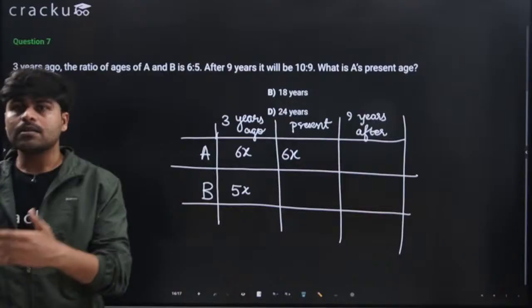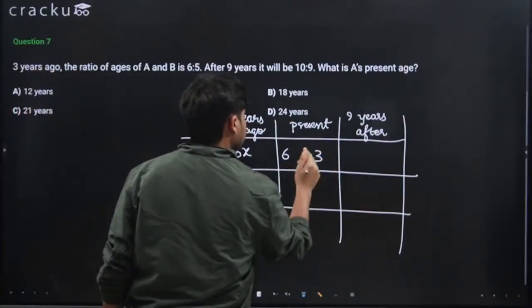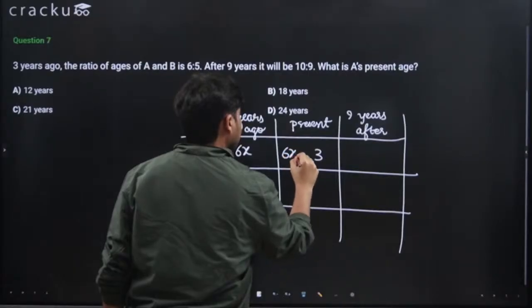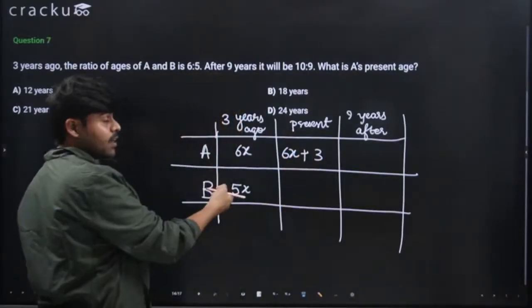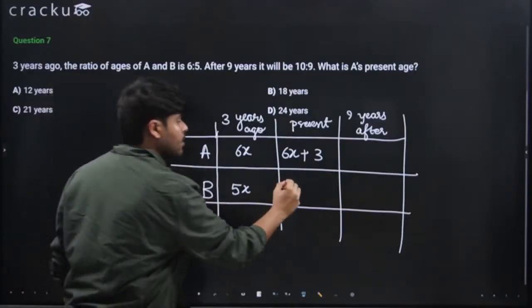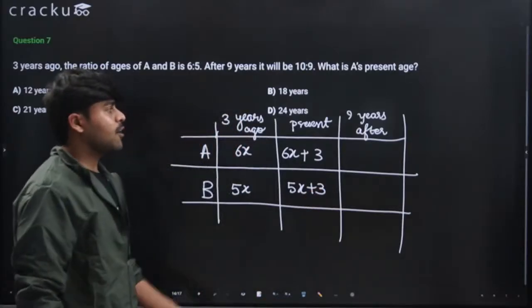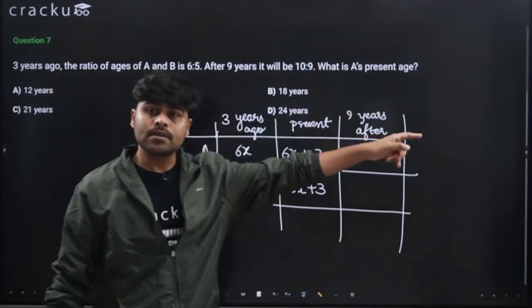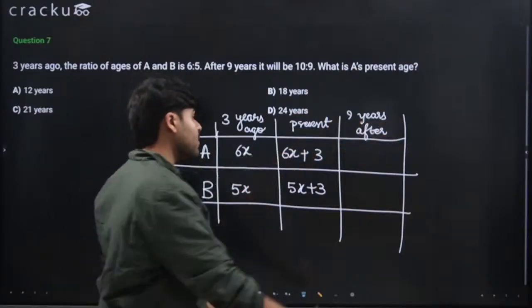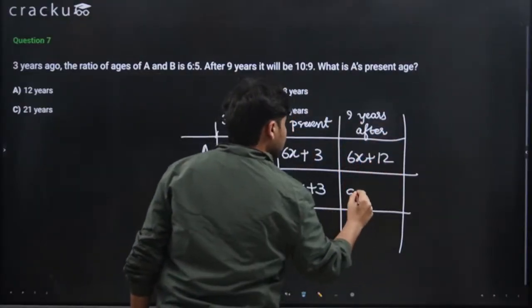So 3 years ago it was 6x, the present age will be 6x plus 3. If the age of B 3 years ago was 5x, then it will be 5x plus 3 in the present. And what will happen 9 years after? It will further increase by 9, and it will be 6x plus 12 and 5x plus 12.